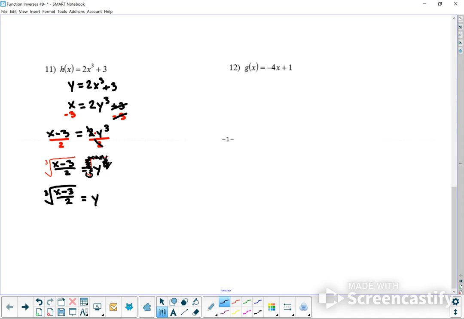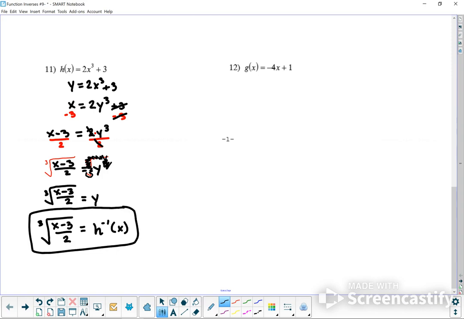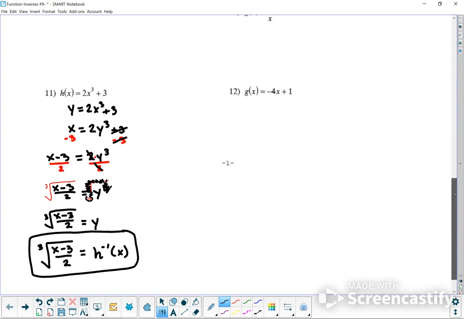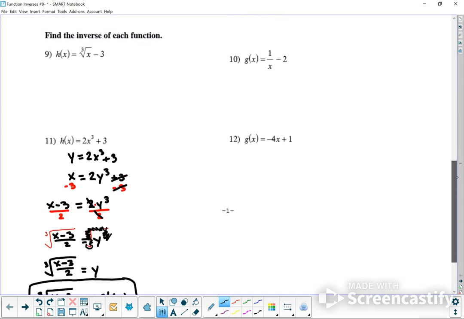Remember, that's not really y, that's actually h of x, which we turn into a y. So we're going to rename this as h inverse of x, and that's going to be equal to the cubic root of x minus 3 over 2. And that's your answer down there. That was actually kind of tough. I wasn't paying attention to the x to the third power.